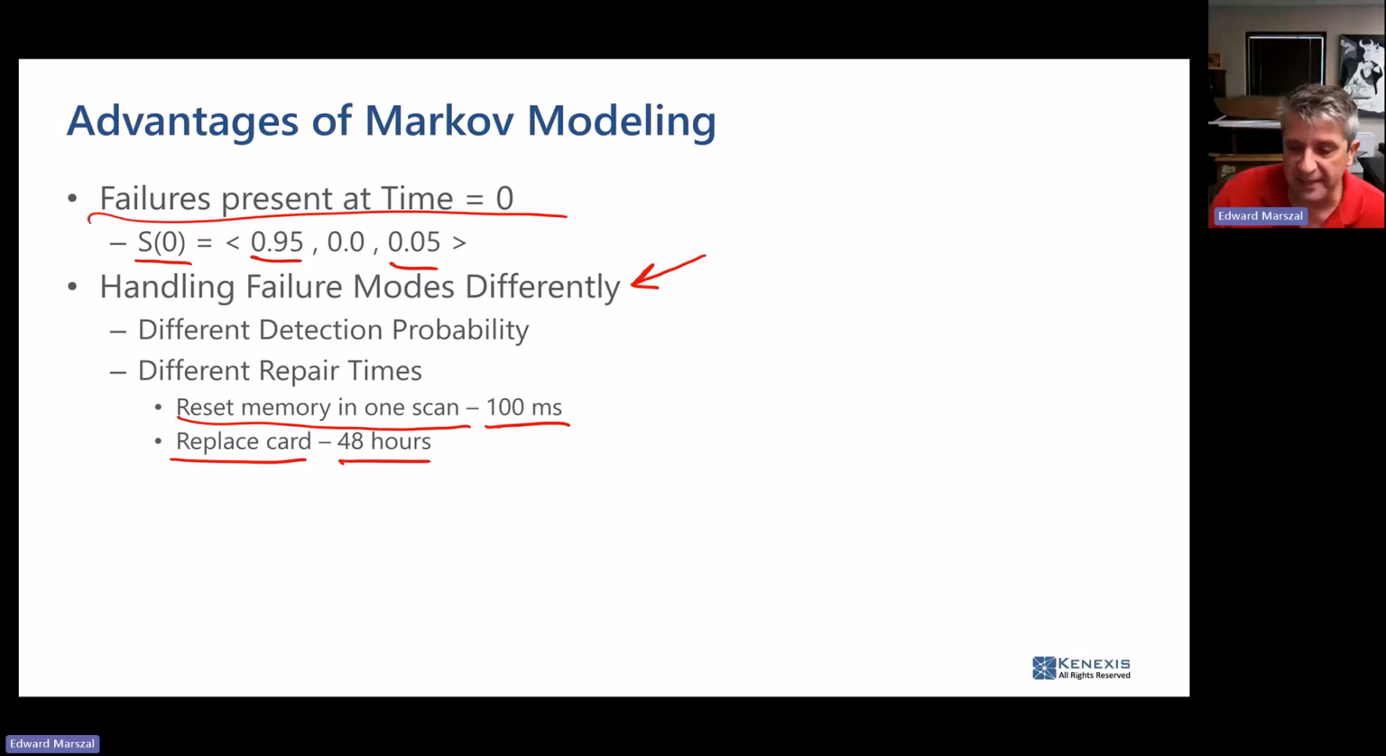The answer is probably going to be a Markov model, but that's because their logic solver is very unique and very custom, and it doesn't really make any sense to try to develop an equation for that complex system that they have. But if you've got a standard 2 out of 3 vote of a pressure transmitter, there is an equation for that, and you don't need to develop a Markov model.